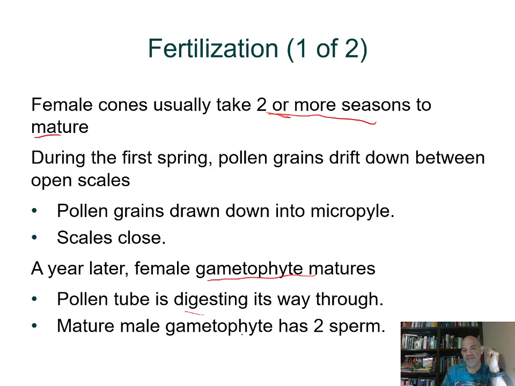Now remember that the male gametophyte, that pollen grain, is carrying 2 sperm, but only one fertilizes the egg. And this is going to be a big difference with the angiosperms, because in the angiosperms both sperm are going to play a role. So keep that in mind for now. Here, only one sperm is going to do the job, and that's it.